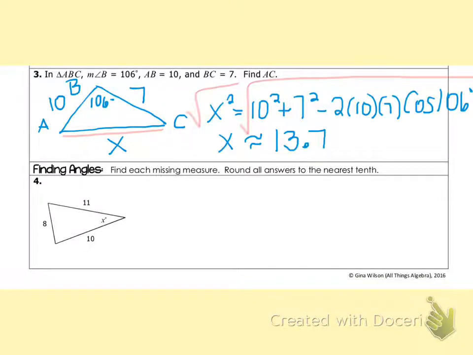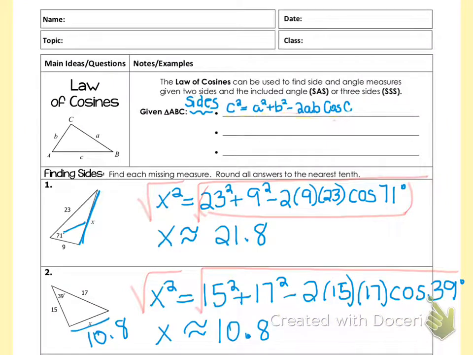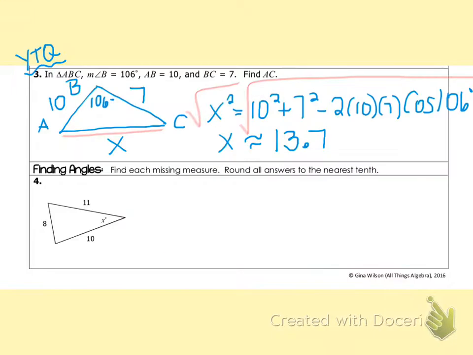All right, thanks for giving that a try as your you try question. And hopefully you were successful in finding that the length of the side was 13.7. And that's definitely a reasonable length. It must be longer than 10 and 7 because the angle is the biggest angle in that triangle, 106. Okay, so now we're going to move on and take a look at what do we do when we're trying to find an angle.